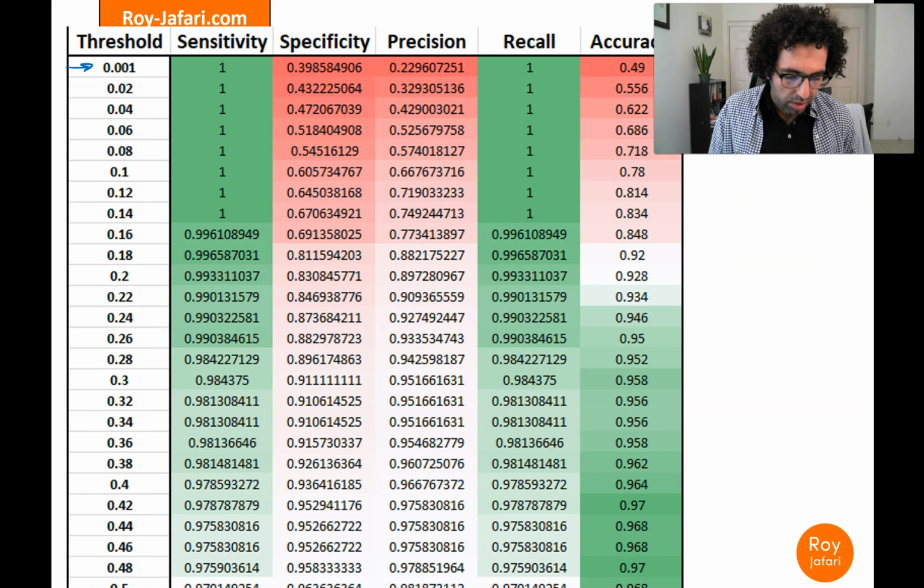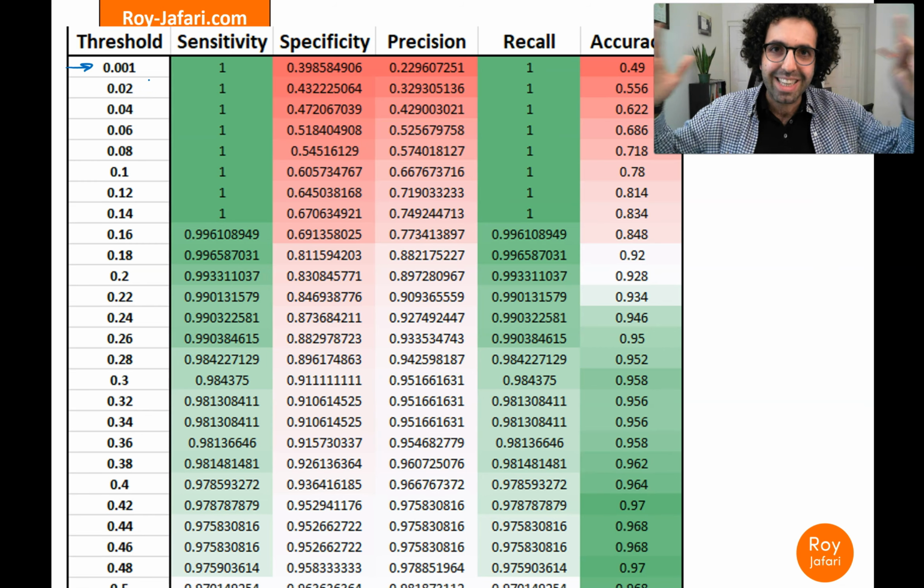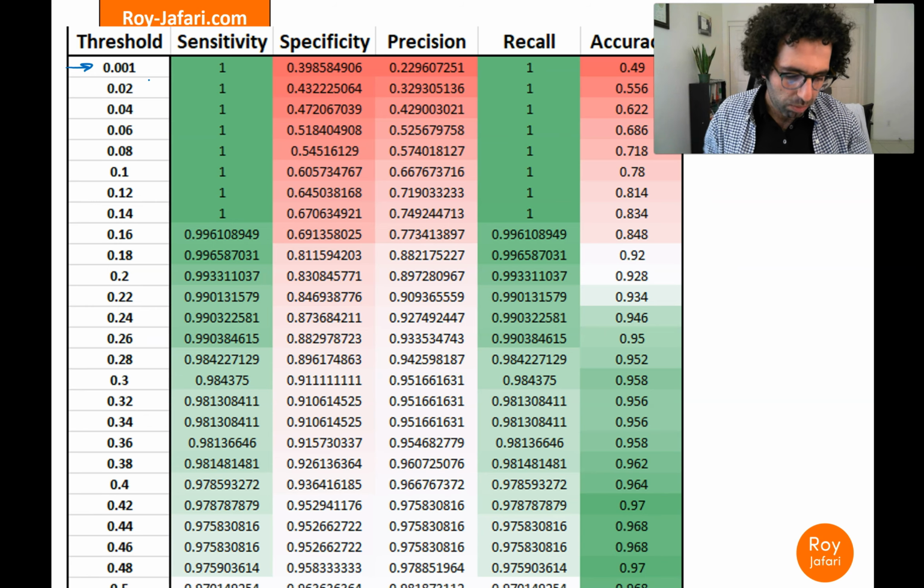If I change this cutoff, when it's very small, the smallest indication I see that there might be a malignant case, I decide it's a malignant case. So that's why my sensitivity and recall are 100%, the best possible. It is actually till 14%, when the threshold is 14%, that it gives me that assurance that your recall is going to be great.